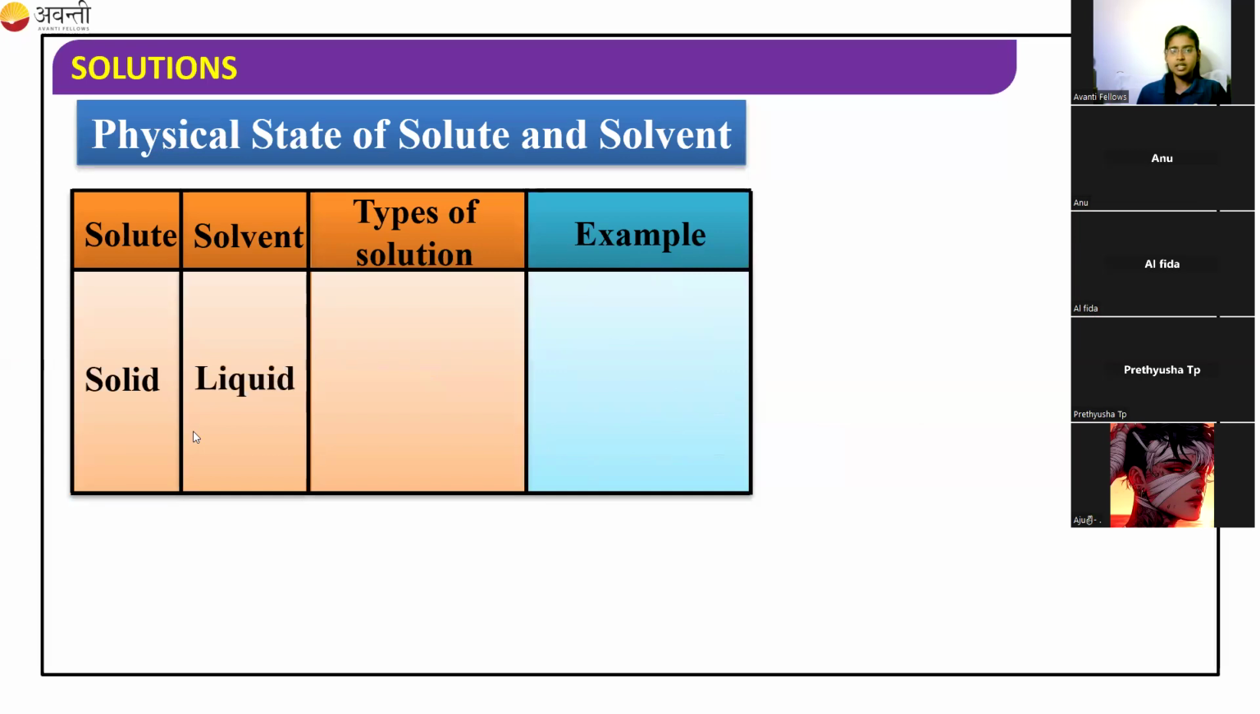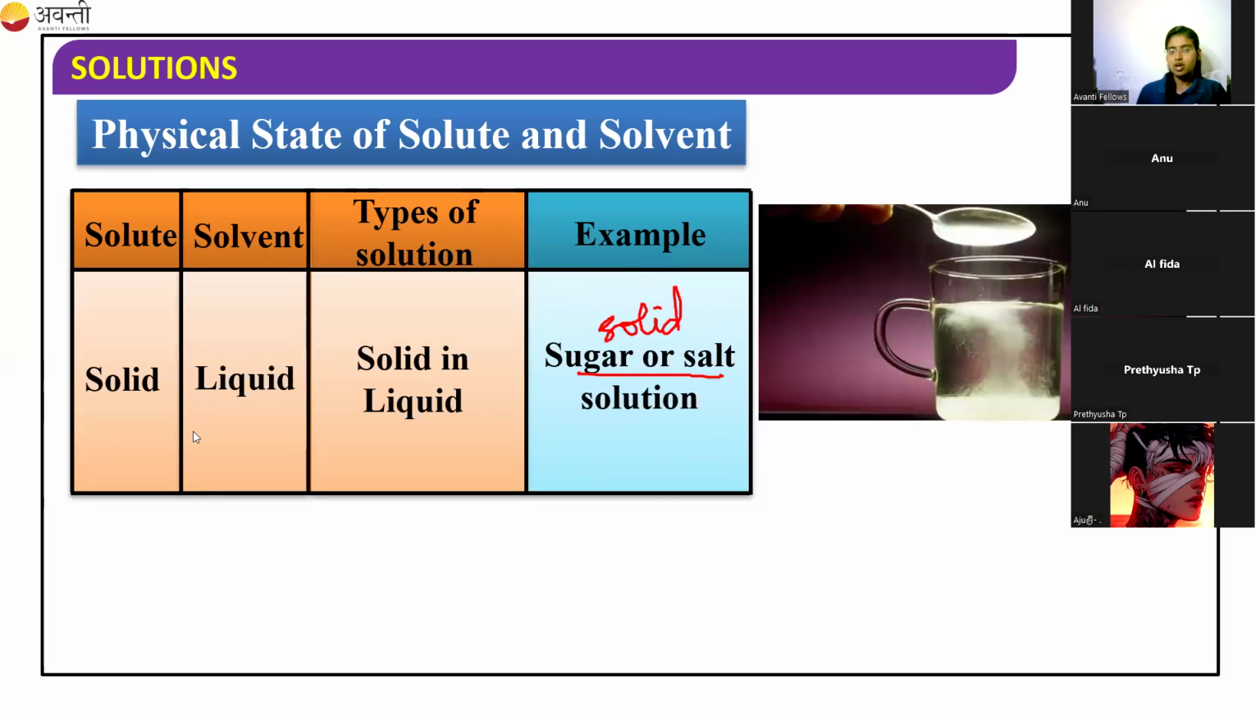Then the second thing is liquid. Solid and liquid. So example is sugar solution or salt solution. Sugar or salt is a solid. Okay. And water is a solvent. So solid and liquid, sugar solution or salt solution.